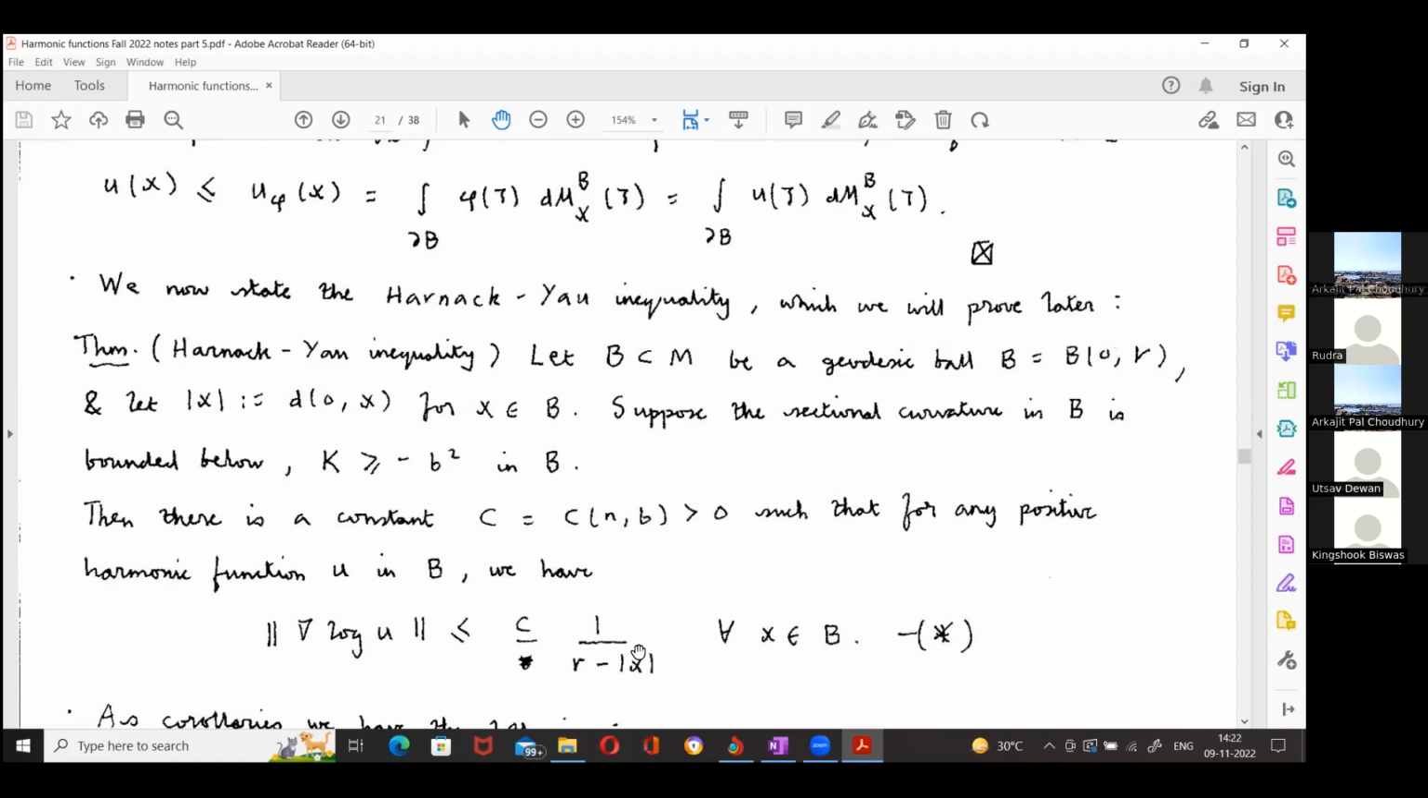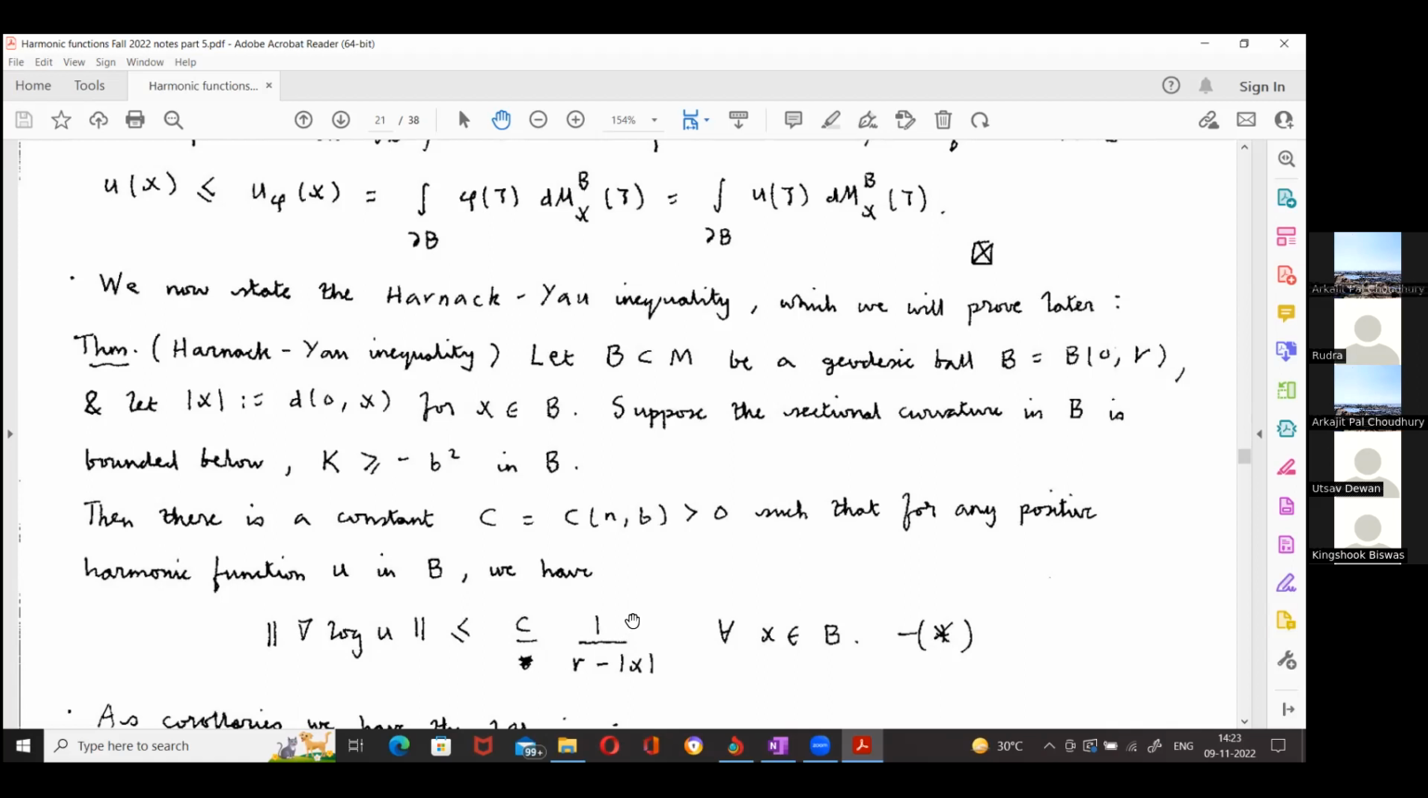So this bound blows up as you go towards the boundary of the ball. But it doesn't blow up too fast. It blows up like 1 over the distance to the boundary.